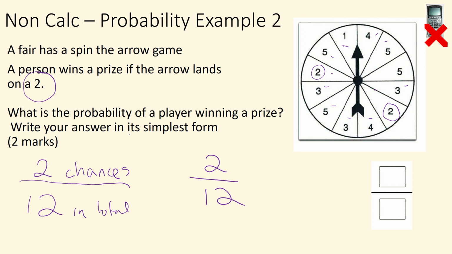This question says in its simplest form, so that should tell you that you need to make this fraction into its simplest form. They're both divisible by 2, so the top number divided by 2 gives you 1, and the bottom number, 12 divided by 2, gives you 6. So the final answer is there's a 1 in 6 chance that the arrow will land on the number 2. This question was worth 2 marks because you get 1 mark for getting your first fraction, and another mark for simplifying it down.